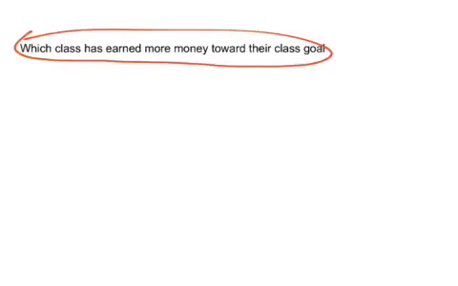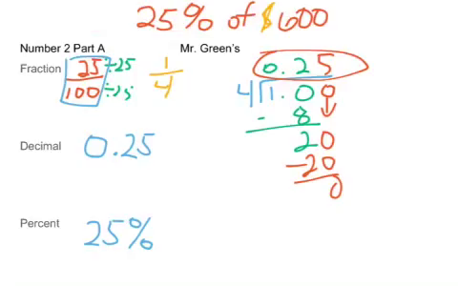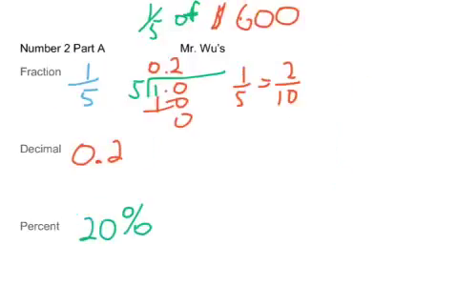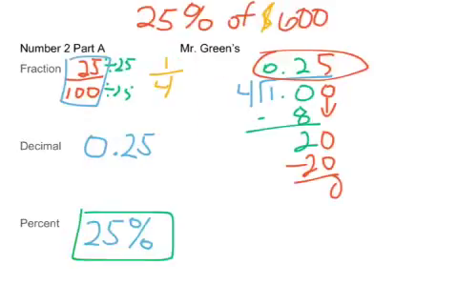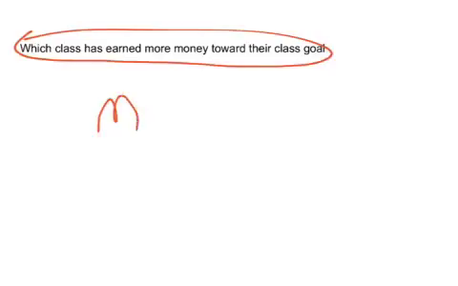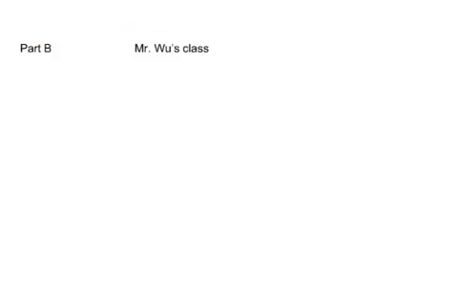The second part said, which class earned the most? Well, we could simply look back at the percentages. You can see, again, Mr. Green's class was 25%, and we determined that Mr. Wu's class was just 20%, so the 25% of Mr. Green's class would be the most. So the answer there would have been Mr. Green. All right, and let's look at part B.